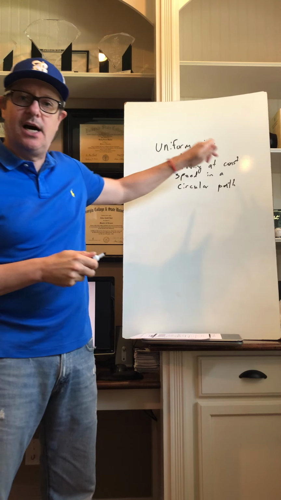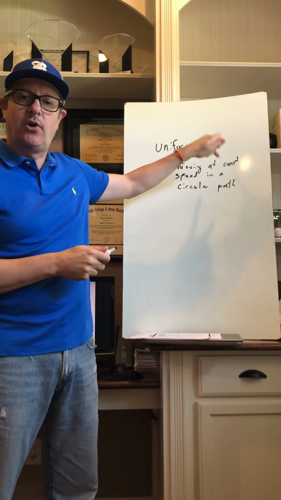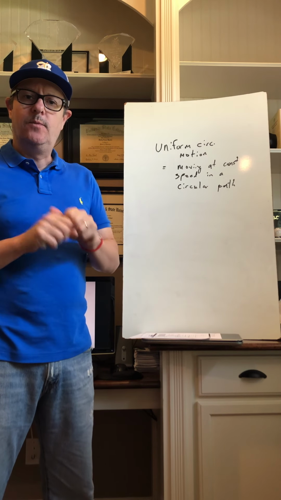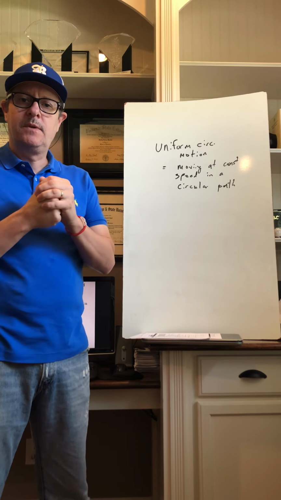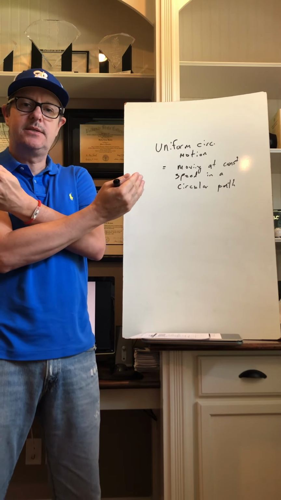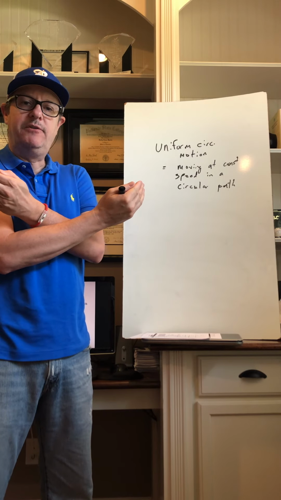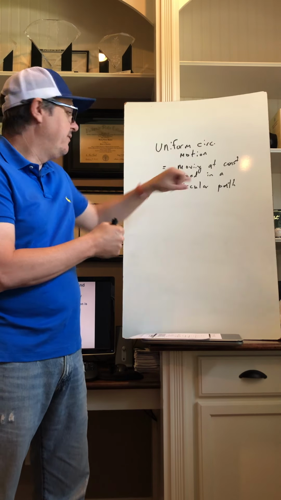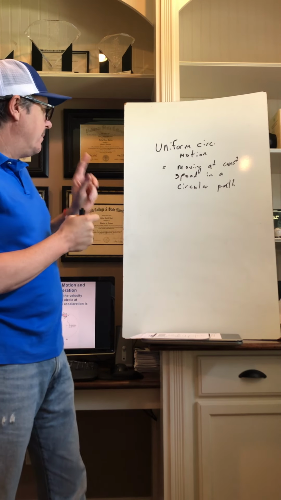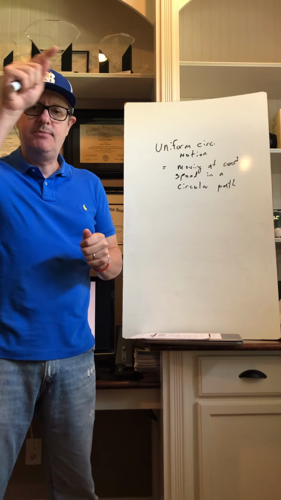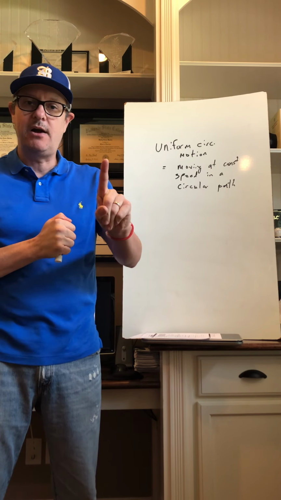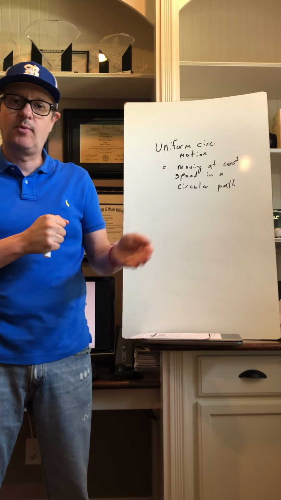So here's the follow-up question to that. If something's moving at a constant speed in a circular path, is it accelerating? Yes? No? If you said no because it's moving at a constant speed, well, you're wrong. Because it is accelerating, because that object is constantly changing direction. Maybe it might be speeding up or slowing down, but it's constantly changing direction.